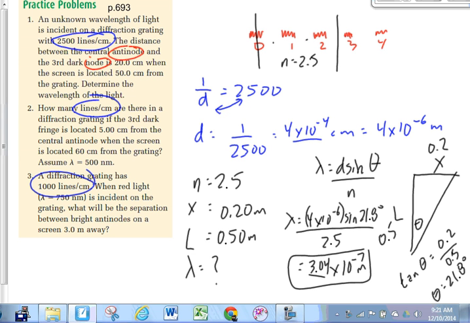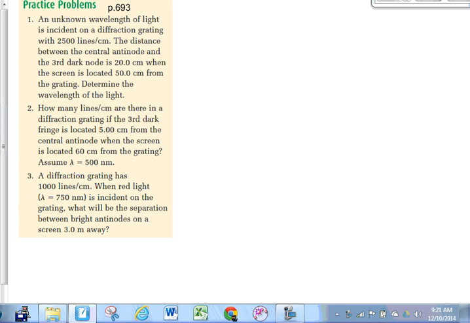Let's take a look at number 3 then now. 3 says the diffraction grating is 1,000 lines per centimeter. That's 1 over d, right? We got 1 over d. We'll get d, and we got to get that by flipping it over. We'll deal with that in just a second here. Lambda, 750 nanometers, or 750 times 10 to the minus 9 meters.